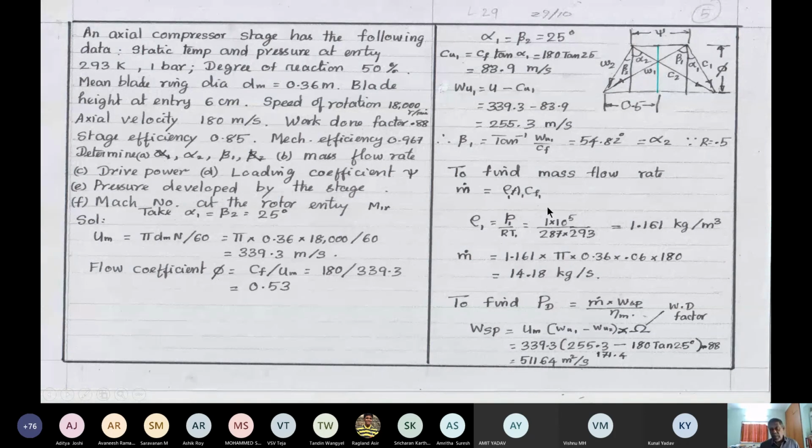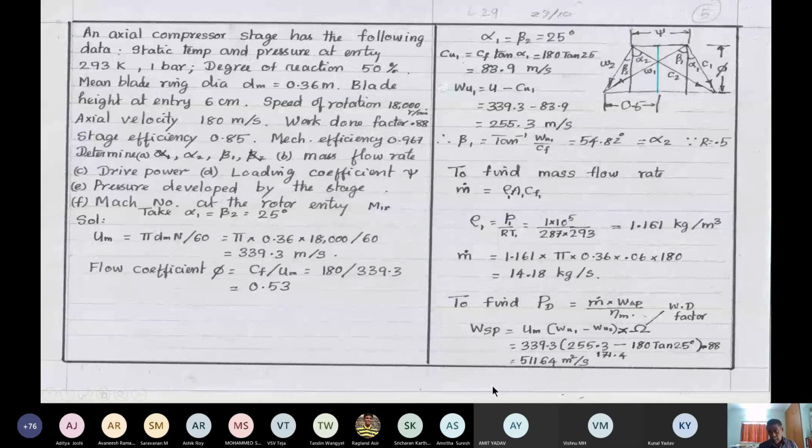Then you can find out the mass flow rate. Basic equation, mass flow rate equation is m dot is equal to rho 1 A1 Cf1. As in the previous problem, density you can calculate from the perfect gas equation. You get 1.161. Then m dot can be calculated because area is known. So area, pi D into height of the blade. That is the equation used. So you get 14.18 kg per second.